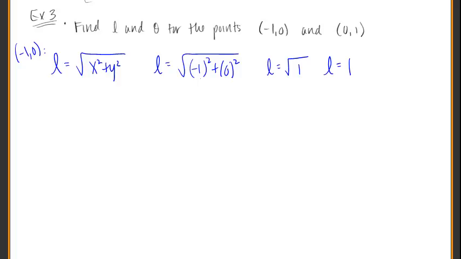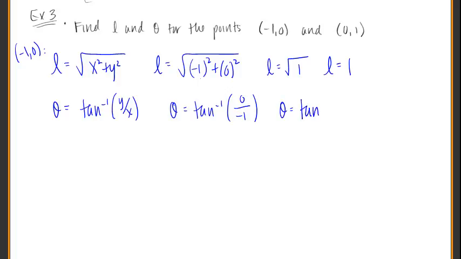Now to get theta, theta is the inverse tangent of the y value divided by the x value. So theta is the inverse tangent of 0 over -1. And any time you divide 0 by anything, it's just 0. So where on the unit circle is tangent equal to 0? Well, tangent is sine over cosine, so that's asking when our y values are equal to 0. So theta could technically be either 0 degrees or 180 degrees.